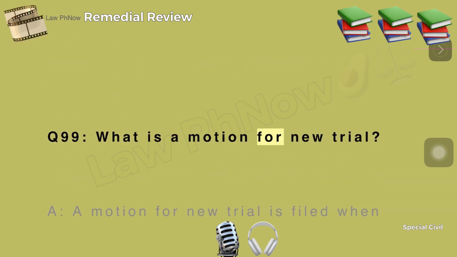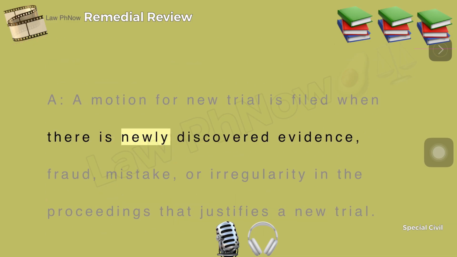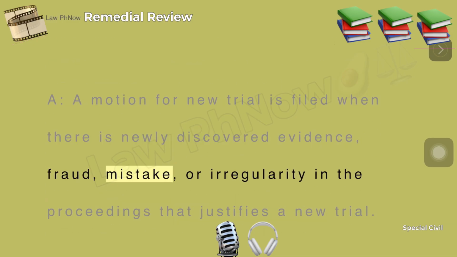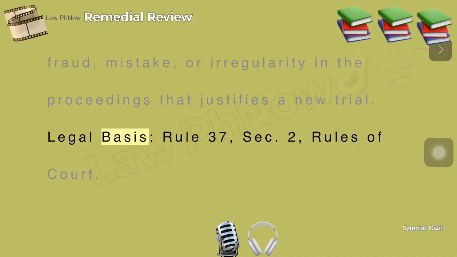Q99. What is a motion for new trial? A motion for new trial is filed when there is newly discovered evidence, fraud, mistake, or irregularity in the proceedings that justifies a new trial. Legal basis, Rule 37, Section 2, Rules of Court.